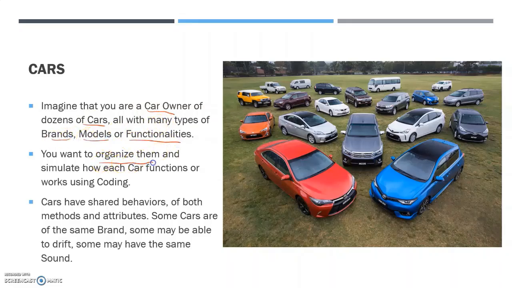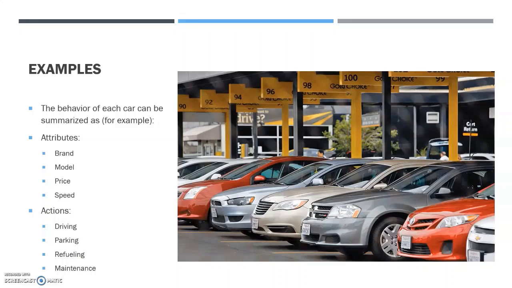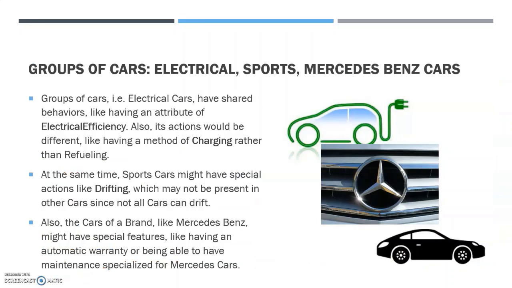You want to organize them and simulate how each car functions or works using coding. You know that cars have shared behaviors of both methods and attributes. Some cars may have the same brand, some may be able to drift, some may have the same sound. So some examples of the behaviors of different cars can be the brand, model, price, and speed, which are all attributes, or the actions, which are driving, parking, refueling, maintenance.